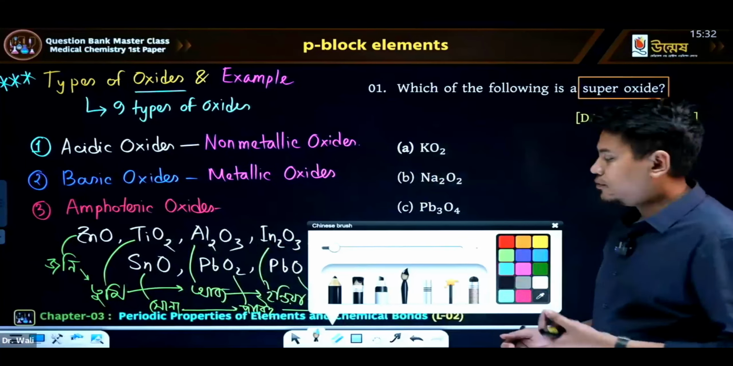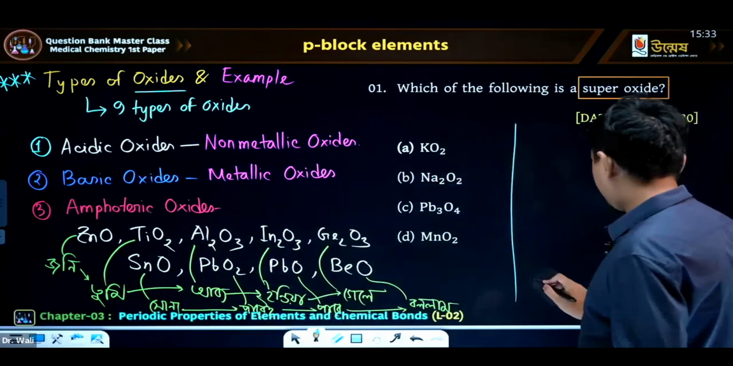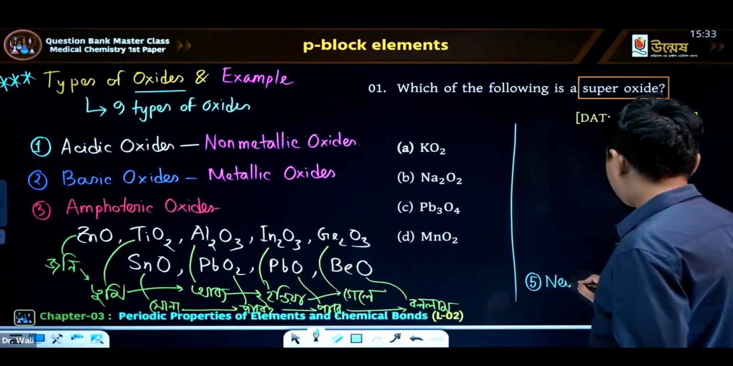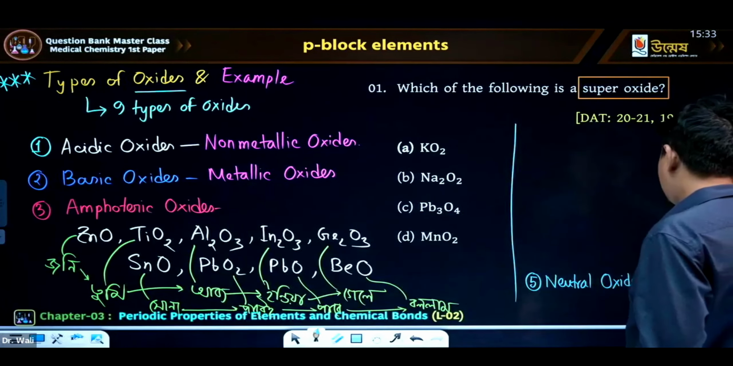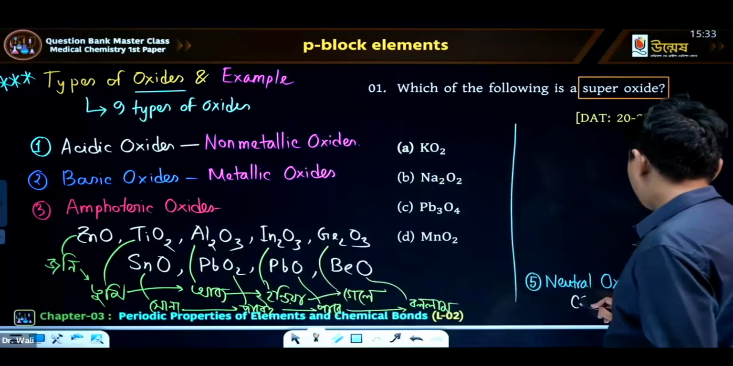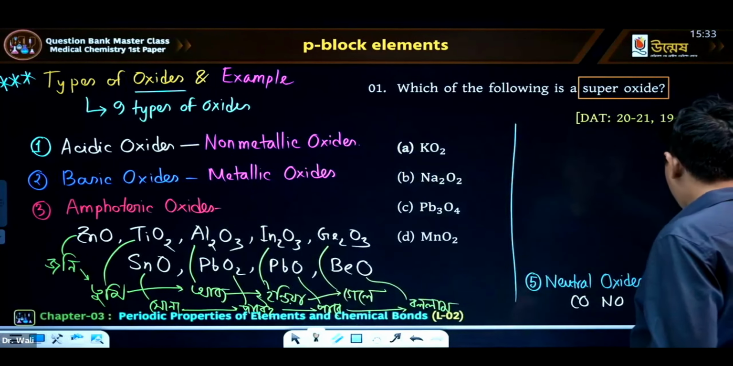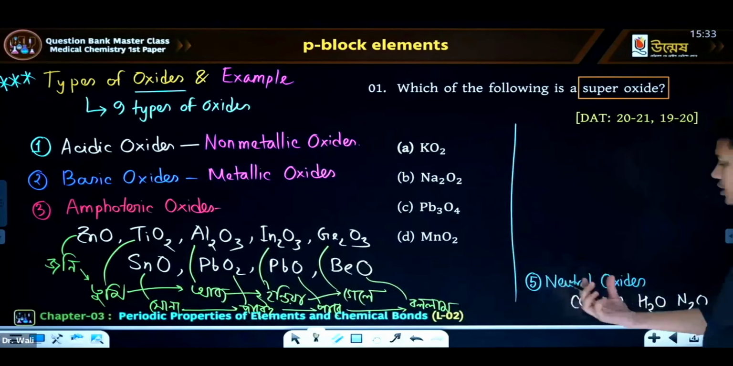Moreover, we have a different type of oxide, which I'm writing down here, which is neutral oxide. Those do not possess any characteristic, neither acidic nor basic. These are called neutral oxides. Neutral oxides can easily be remembered in this way. Ko no pani nai. You should try to recall the oxides using this mnemonic. Ko no pani nai, which is neutral oxide.